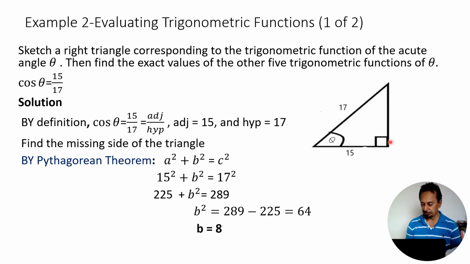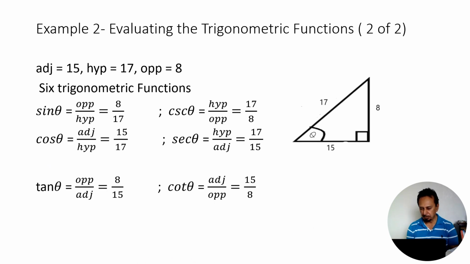Now this side is missing, so we have to find it using the same formula. A squared plus B squared equals C squared. A is 15, and C is 17. So we get 15 squared plus B squared equals 17 squared. Now 15 squared is 225, and 17 squared is 289. Move the 225 to the right side, and you get B squared equals 289 minus 225, which is 64. Take the square root and B is equal to 8. So now we have a complete triangle.